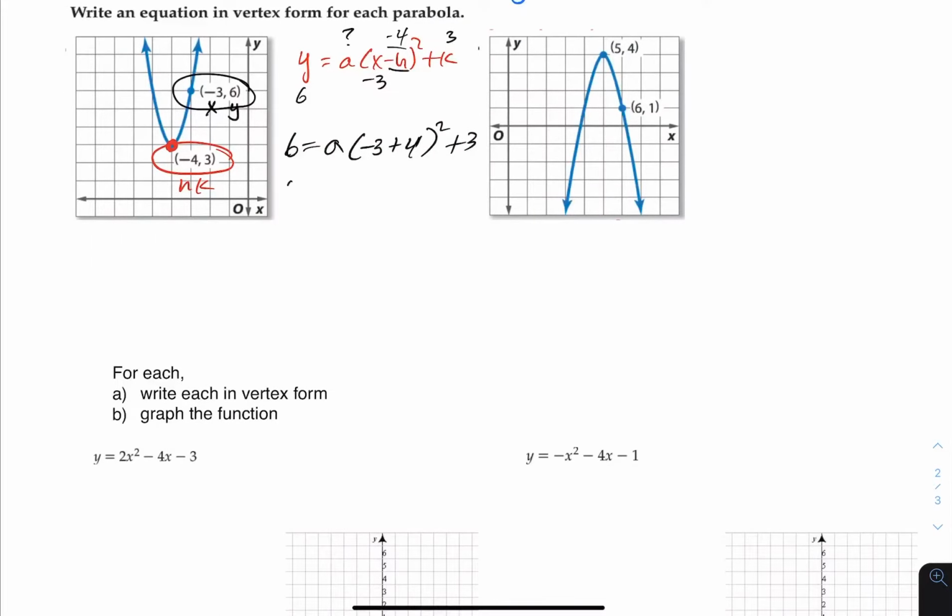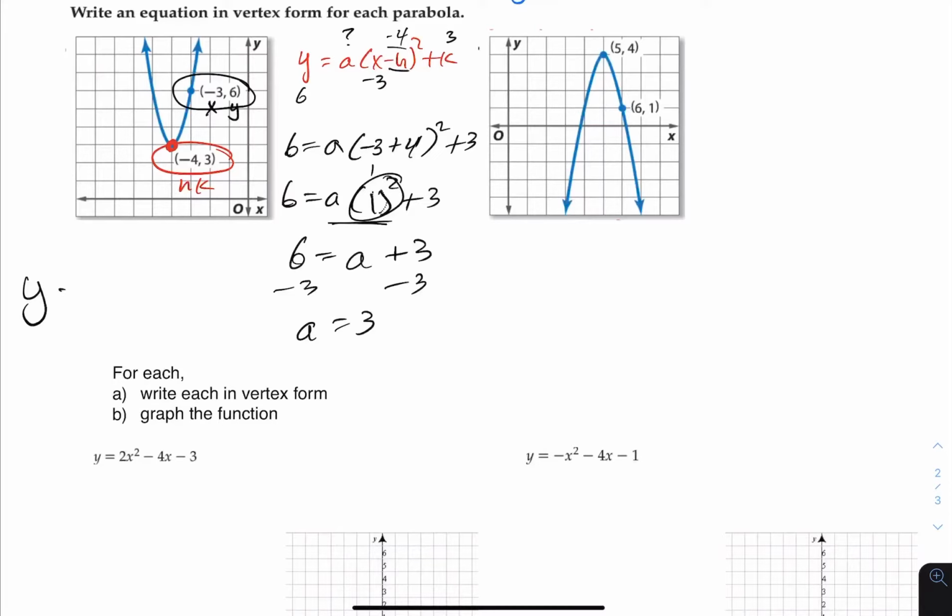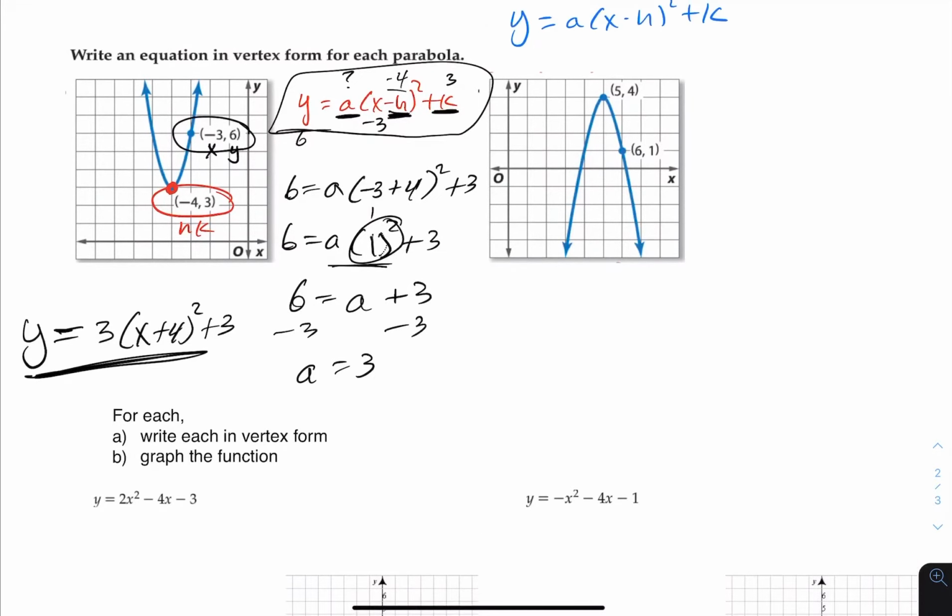So simplify a little bit. A times 1 squared plus 3. Remember, in here the 1 squared goes first. Remember, you do the power before you multiply. So it's 6 equals, well, 1 times a, so just a plus 3. Subtract 3 on both sides. a equals 3. So my equation is going to be, I go back here, and now you only want to plug in for h, k, and a. You always want to leave y and x alone when you write the formal equation. So it's going to be y equals 3 times (x plus 4, because of the double negative) squared plus 3. And that's my equation.